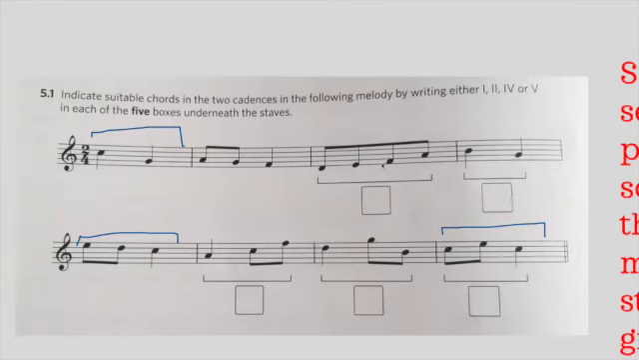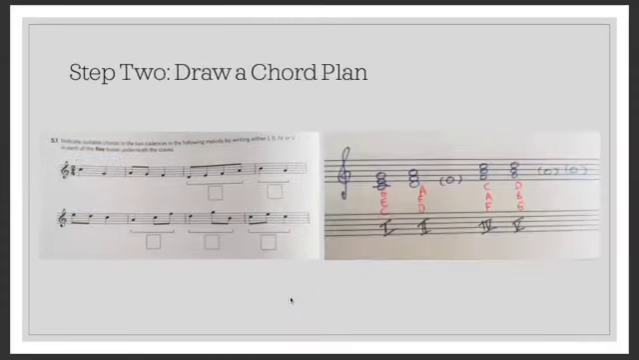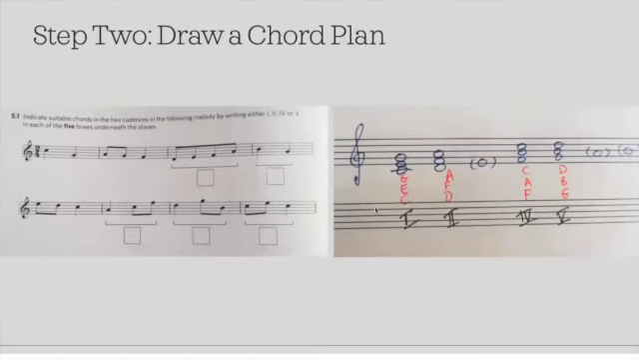So everything's pointing to C major there, and if I play this, you will realize it actually does sound major because there's a lack of the raised seventh. That definitely sounds like a major key. So that's step 1 completed. Step 2, draw out a chord plan, which I've done here.